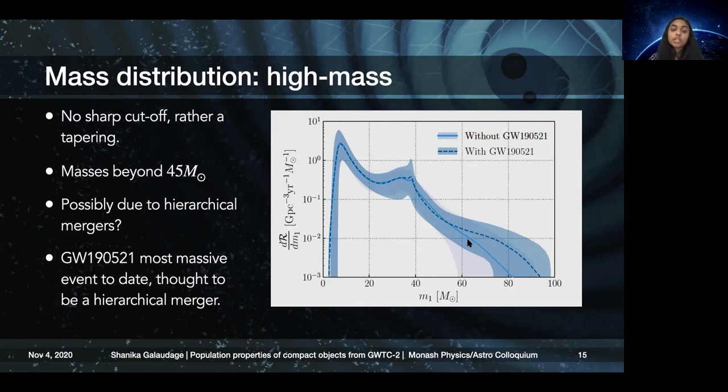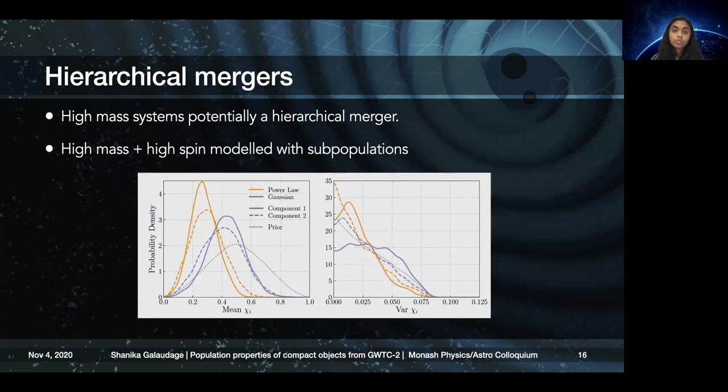With 190521 thought to be a hierarchical merger, rather than a sharp cutoff, we see this kind of tail in our mass distribution. So we do an analysis to search to see if we have hierarchical mergers, and this is related to finding a correlation between mass and spin. We want to see if there are subpopulations in our population that distinctly have higher masses and higher spins.